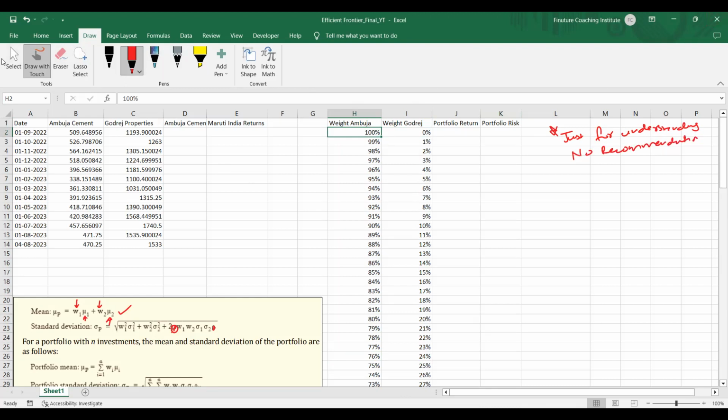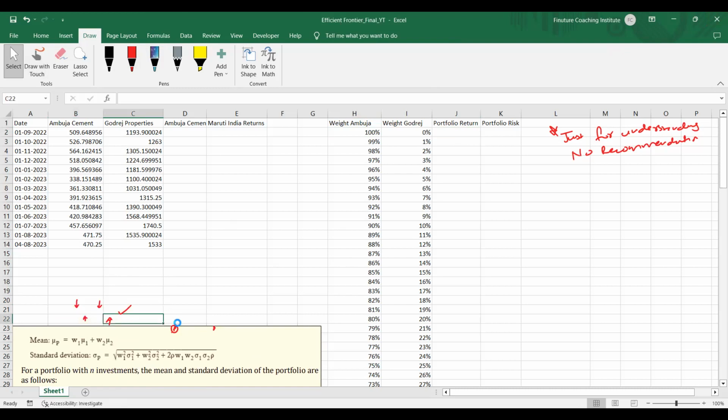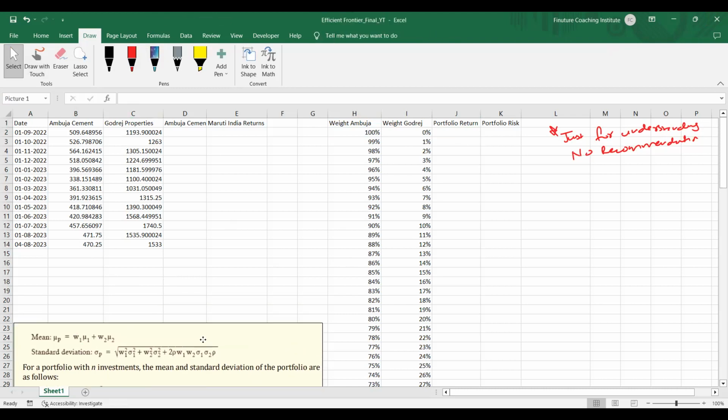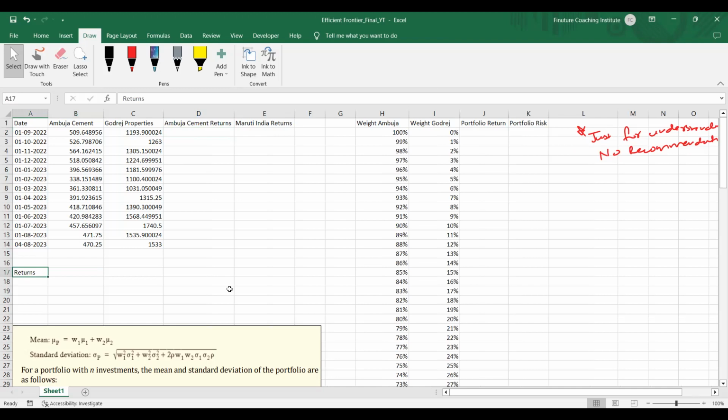So let's see. Now what we'll do, we'll calculate portfolio returns, which is weight one into returns of Ambuja Cement. So let's calculate first returns of Ambuja Cement. Let me just wrap these up. Yeah, so let's calculate returns. Just pull it there. Now we have, let's calculate returns over here, then we'll calculate average.